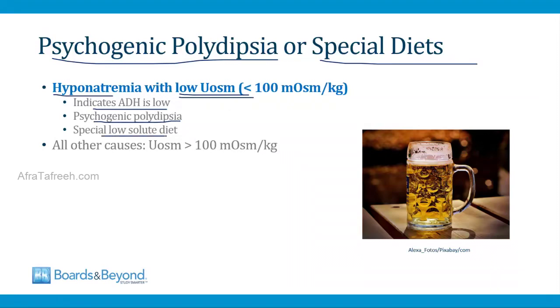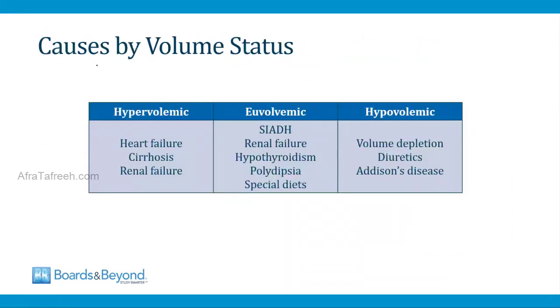In all the other causes of hyponatremia we've discussed in this video, the urine osmolality is high because there's some problem with the kidneys or some problem with ADH and its function. Some sources like to classify the causes of hyponatremia by volume status.